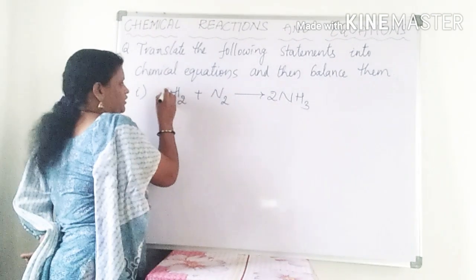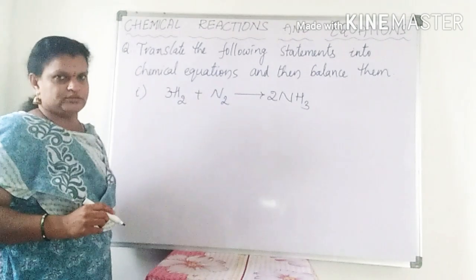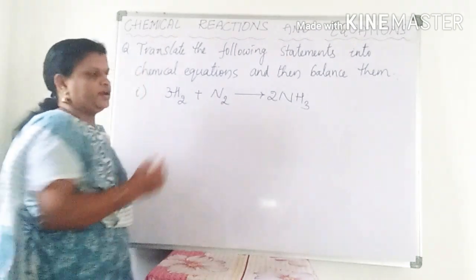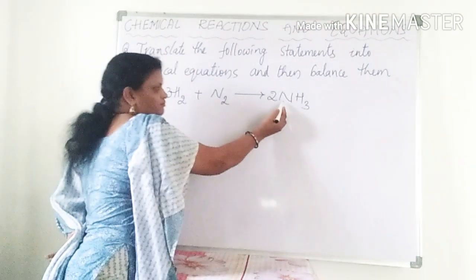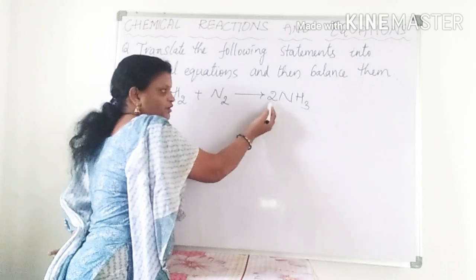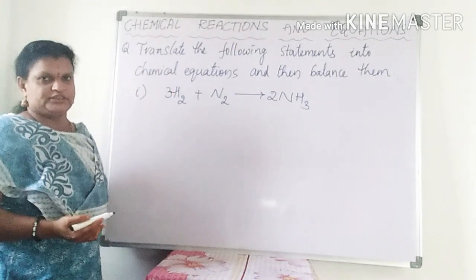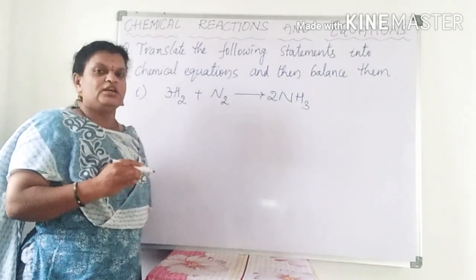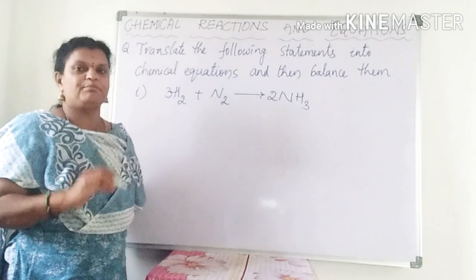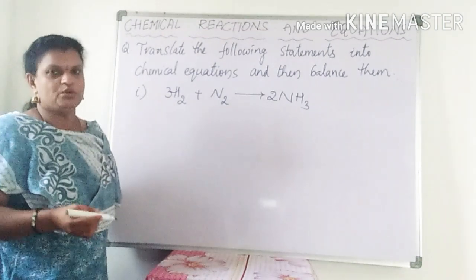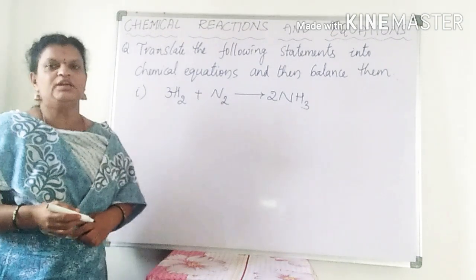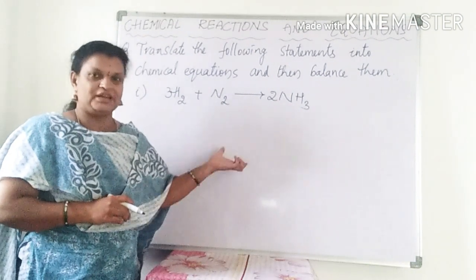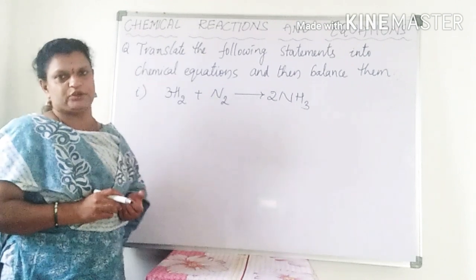So what can we write? If you write 3 before hydrogen, it becomes 6 hydrogens and nitrogens are 2, and in ammonia on the product side nitrogen atoms are 2 and hydrogens are 6. That is why the equation is balanced. So first we have to write the skeletal equation, which is called an unbalanced equation. After that we have to balance it, using the trial and error method. We write the coefficient and check whether it is balanced or not. After that we continue that process.